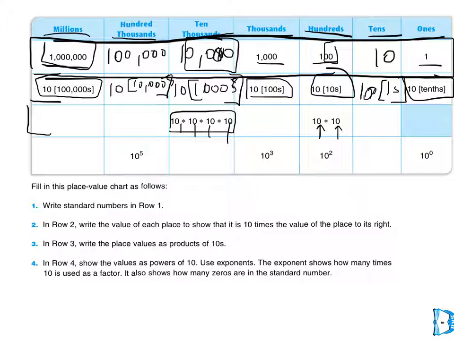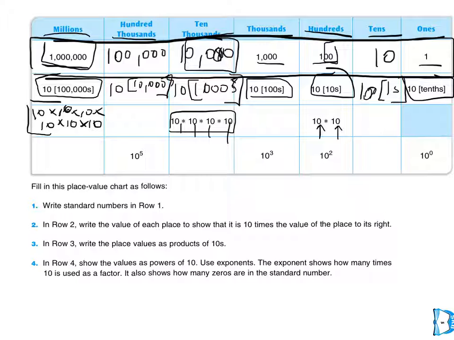So I'm going to do millions this time for you. Millions has 6 zeros in it, so I'm going to need 6 tens. 10 times 10 times 10 times 10 times 10 times 10. So I have 6 zeros on top of my 1 that'll give me my million. So I want you to fill out hundred thousands, thousands, and tens, and I'll go over the answers with you.